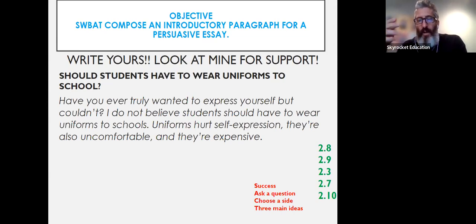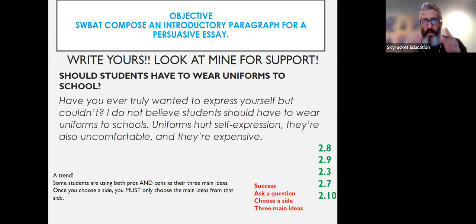And now I'd have students write their second sentence, which is choosing a side. I do it the exact same way. And then I'd have students do the third one as well. Again, checking for understanding. If some scholars need differentiation at this point, that's fine too, and we'd make those shifts.